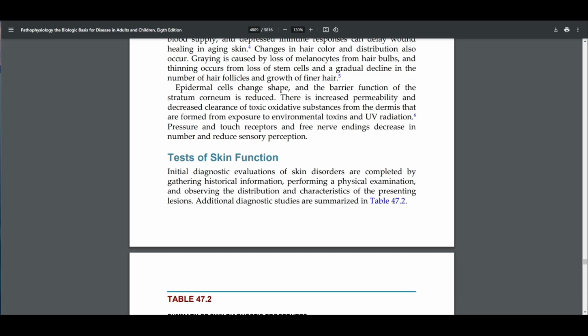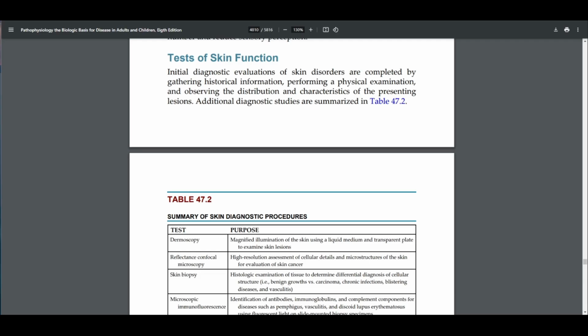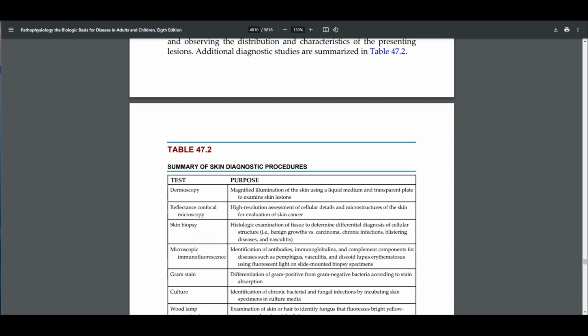Pressure and touch receptors and free nerve endings decrease in number and reduce sensory perception. So, tests of skin function. Initial diagnostic evaluation of skin disorders is completed by gathering historical information, performing a physical examination, and observing the distribution and characteristics of the presenting lesions. Additional diagnostic studies are summarized in the following table.